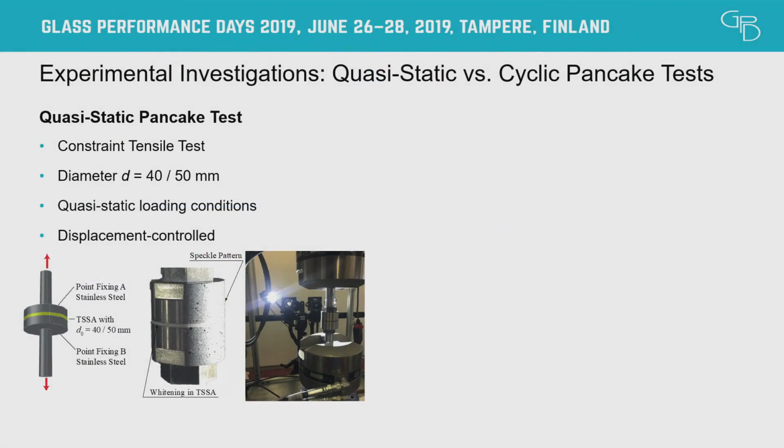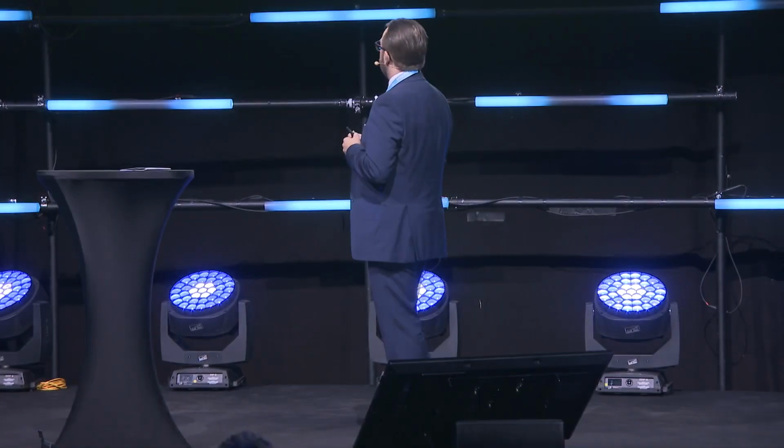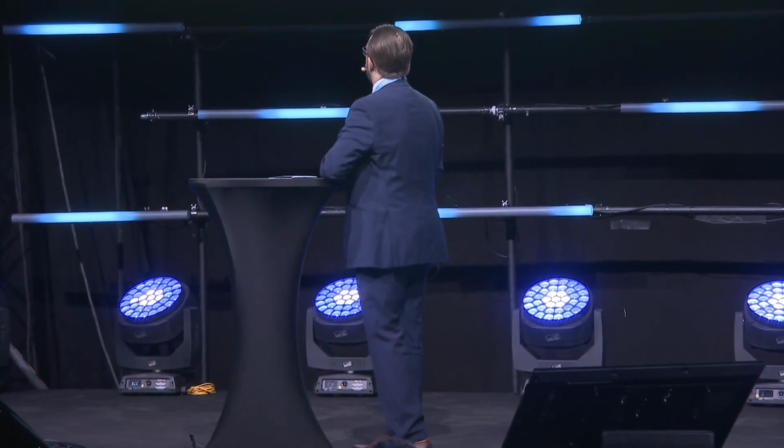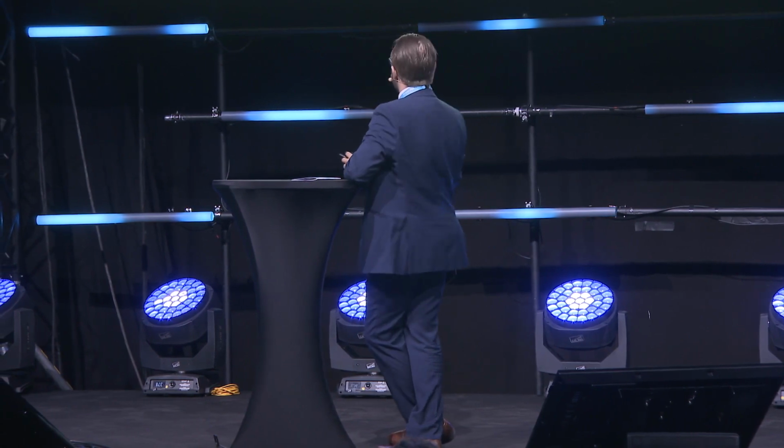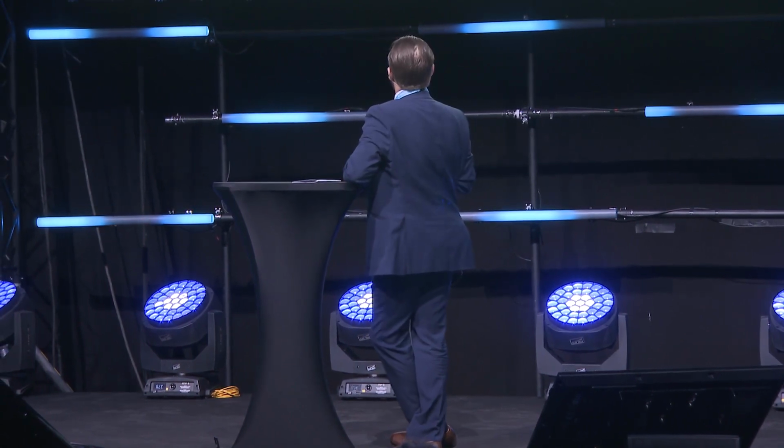So first of all, I'm going to show you our experiments for the normal pancake test. So this is a flat bonded point fixing, which is just pulled in the axial direction. Yeah, the test specimen you can see on this slide. This is TSSA. The thickness is 1 millimeter. We analyzed different diameters of TSSA, 1 times 40 millimeters, 1 times 50 millimeters.